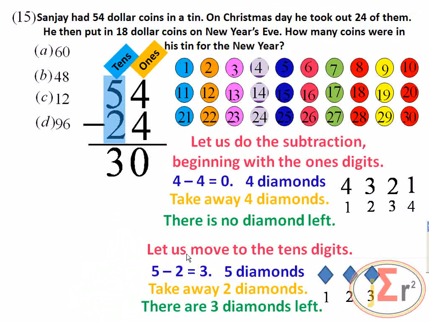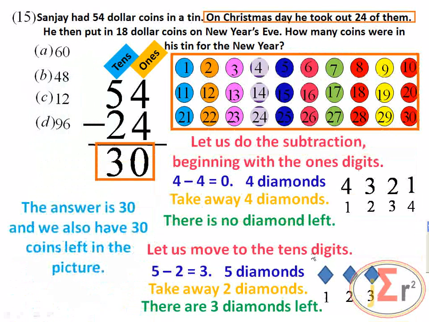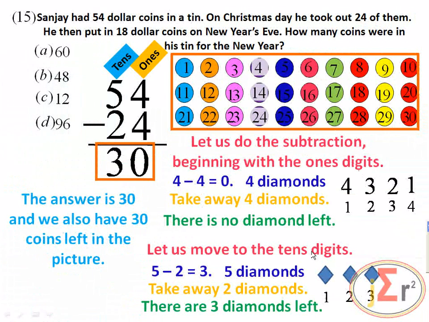So how many do we have there now? 30. So we have 30 coins. Right. So we have 30 coins here present, just like the 30 that we have there. Therefore, what we did in arriving at the 30 was correct. The answer is 30, and we also have 30 coins left in the picture.